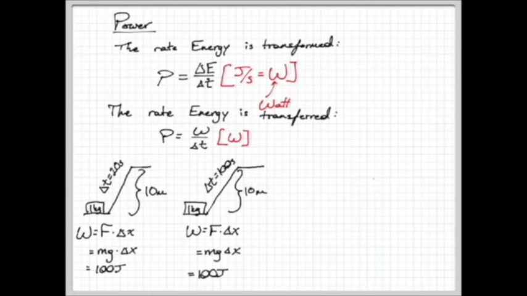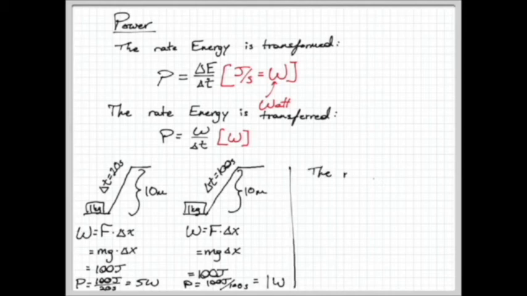So what's different about them? They both did the same amount of work. However, the person on the left did it in 20 seconds. That means they exerted 5 watts of power to lift that box 10 meters. Whereas the person on the right only exerted 1 watt of power because it took 5 times as long to get up there. Okay? So that's the idea of power.